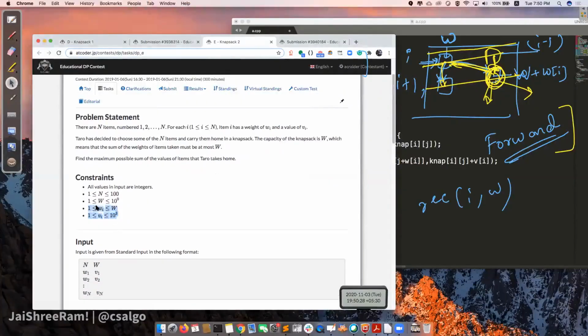But if you think about it, keeping the weight in the state is not possible now, because we know that the total time complexity is going to be equal to the number of states multiplied by the average number of transitions, so that's going to be a very large number in this case. So it makes sense to keep the profit in the recurrence.